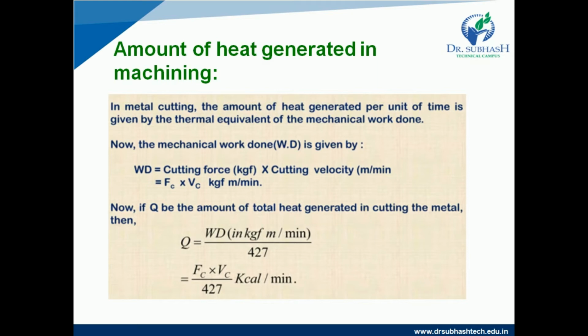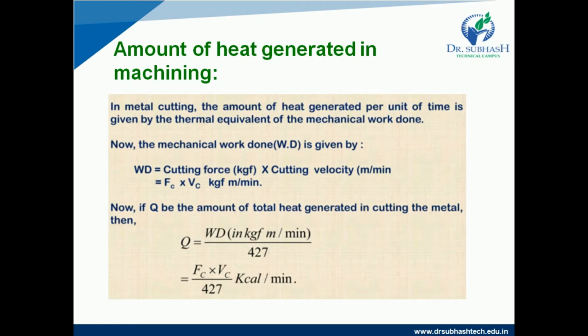So Fc into Vc. Now if Q is the amount of total heat generated in cutting the metal, how can we find it? Q is equal to work done divided by 427. So in place of the work done we can write Fc into Vc, the cutting force into the cutting velocity, divided by 427, in kilocalorie per minute. This is the formula to find the heat generated during machining. If we have the cutting force in kg and the cutting velocity, then we can find the work done, and with that we can easily find the heat generated during machining. Now on the cutting fluid.